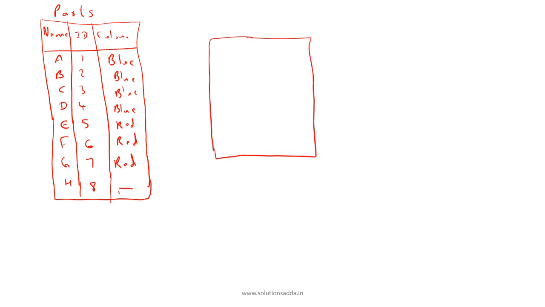That is, it will select all those rows whose value is not blue. That is E, F, G and H. Values would be 5, 6, 7, 8 and the colors are red, red, red and no color is mentioned for this.